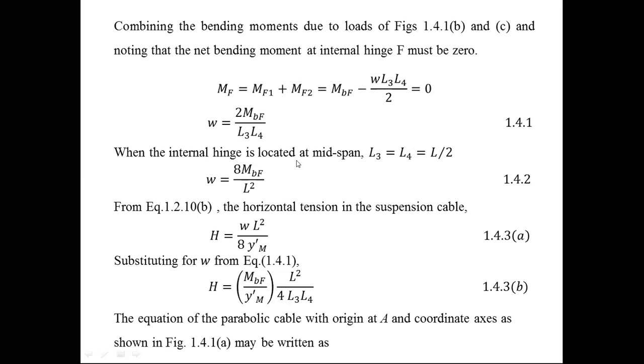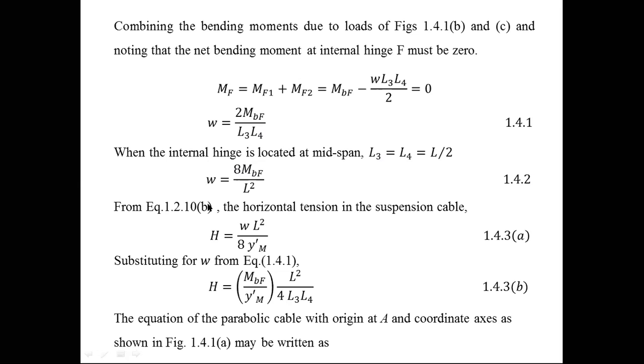So if the internal hinge is placed at mid span, then L3 equal to L4 is equal to L by 2. From here you substitute L3 = L4 = L by 2, then it will become W is equal to 8 MBF by L square, which is denoted by equation 2.